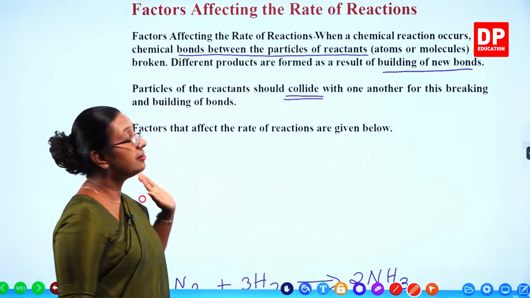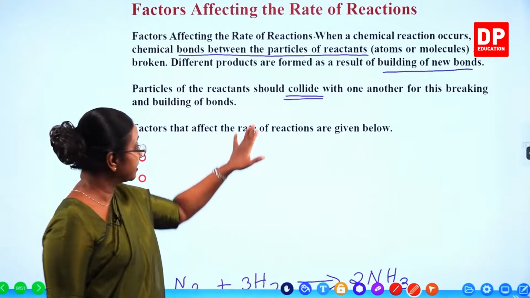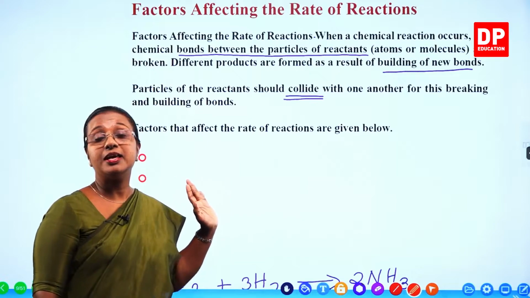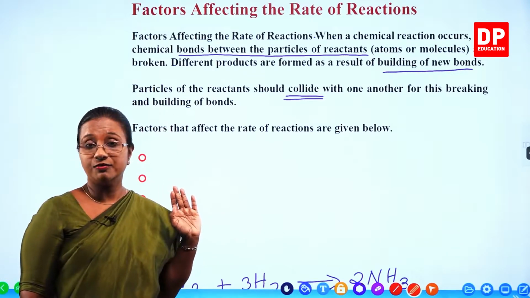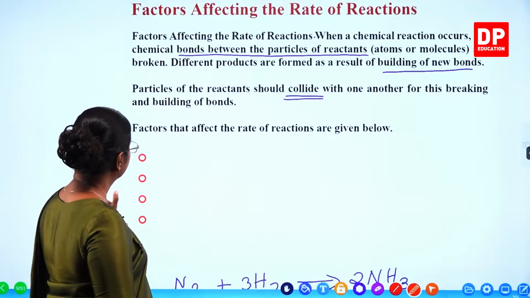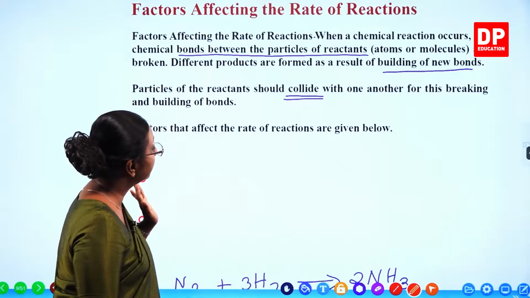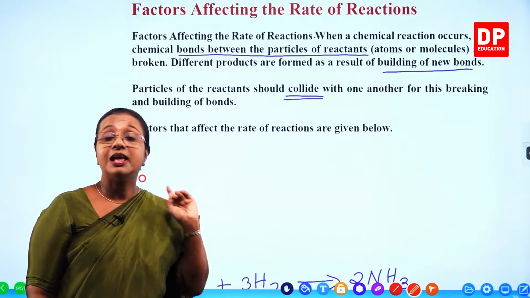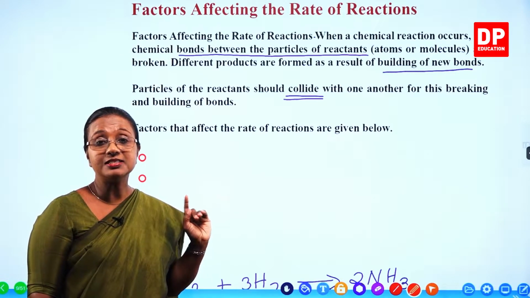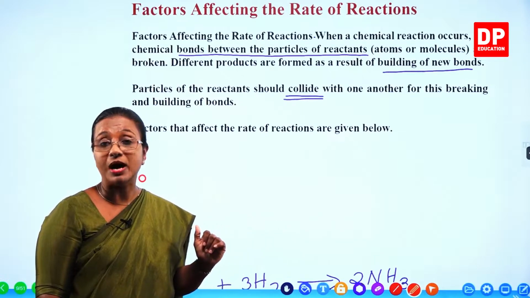So, if a factor affects this collision and the breaking and forming of bonds, then that factor will affect the rate of reaction. So, under that, factors that affect the rate of reactions are given below. I'll give you all the factors, then we will discuss them one by one.